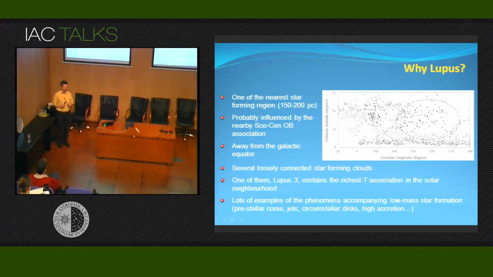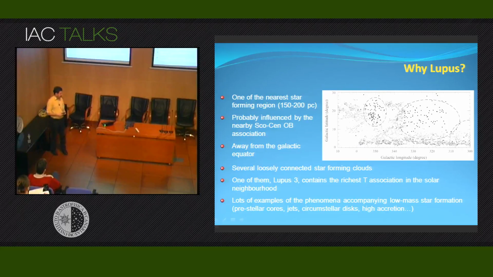And as I said, they contain a lot of examples of the phenomena displayed by low-mass star formation, like jets, pre-stellar cores, a range of ages in the objects that they contain, signatures of circumstellar disks that we can study in some detail and resolve physically because of the short distance, signatures of high accretion on top of objects that are being formed. So everything that one can be interested in in the terrain of low-mass star formation is represented there.